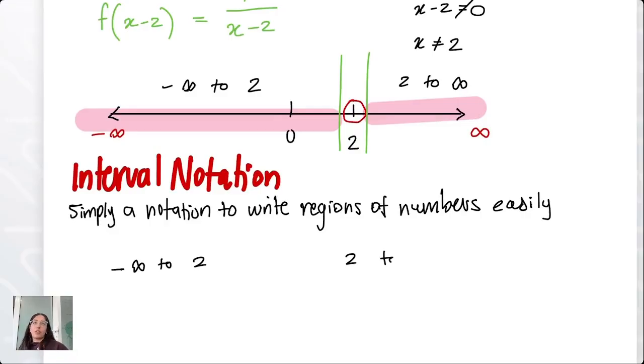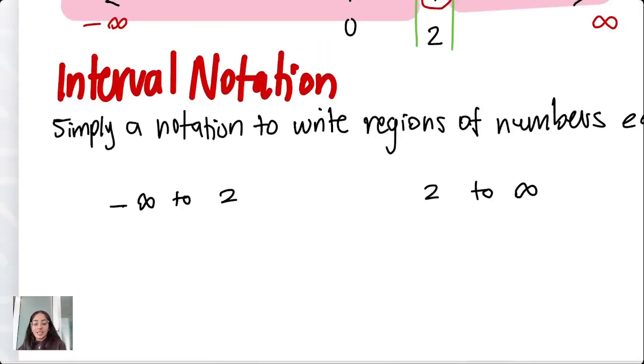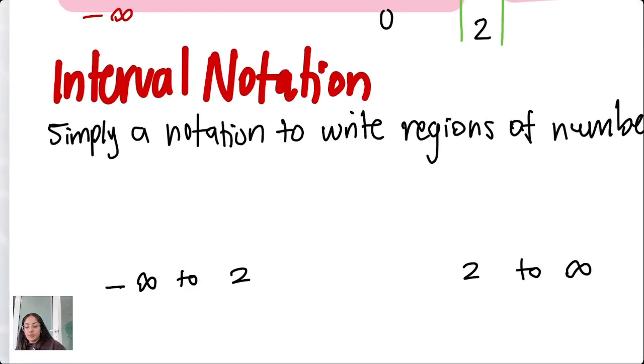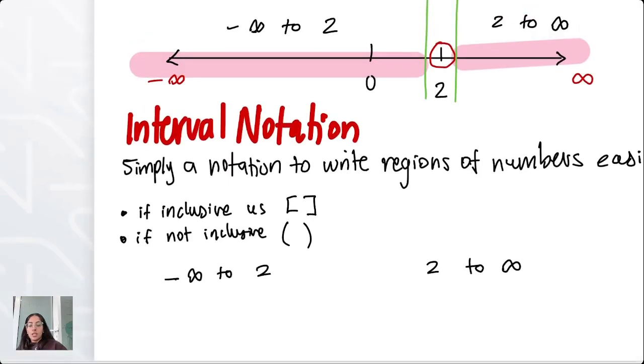Now, again, still not very mathematical. The final way we're going to write it is like this. The way we're going to do this is we're going to use brackets, and the brackets are like this. If the number is included, if inclusive, use square brackets. If not inclusive, so basically not including the number, use round brackets. Everyone cool with this?